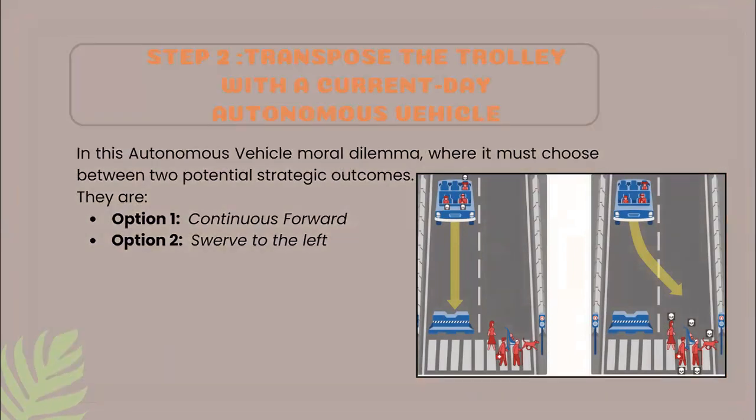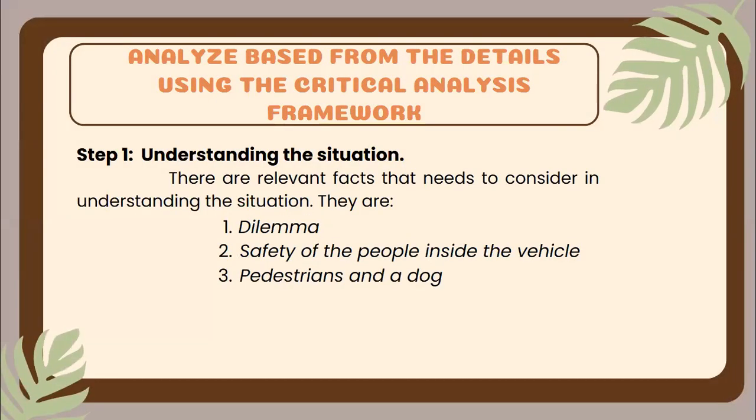Analysis based on the details using the critical analysis framework. Step 1. Understanding the situation. According to my understanding, the following are relevant factors. First, the dilemma. The issue is the moral dilemma involving a self-driving car. The car is in a situation where it must choose between two outcomes with ethical challenges surrounding autonomous vehicles.